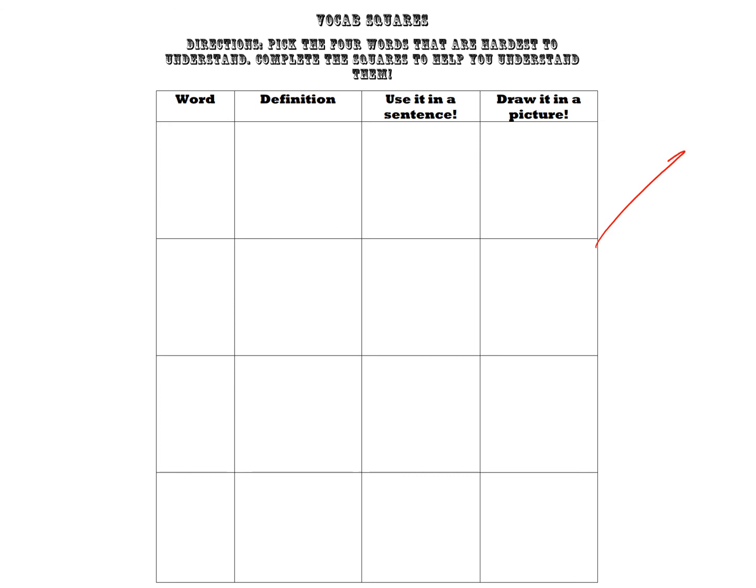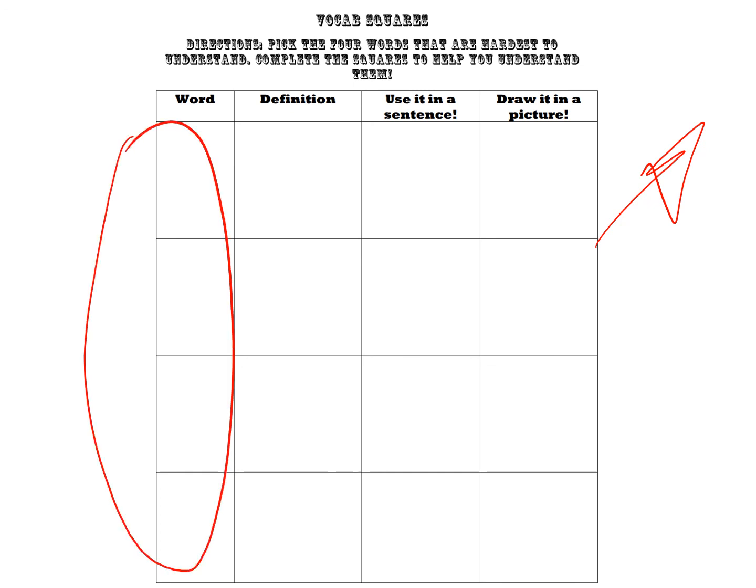I would like you to solve this one, and that would be good. So I need you to pick 4 words that are the hardest to understand and complete the squares to help you understand them. Okay, 4 words that you thought were difficult. Not absolutely difficult, like you didn't like them a lot. So let's say price mechanism, you don't really like that word, you didn't really understand it. I want you to write it here, write its definition. I need you to use it in a sentence and try to draw a small picture of it.